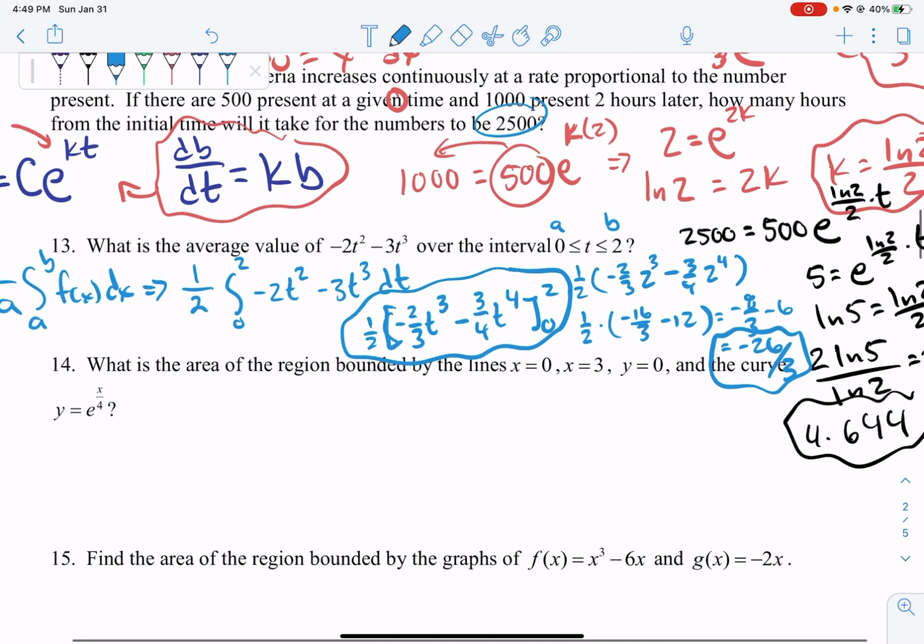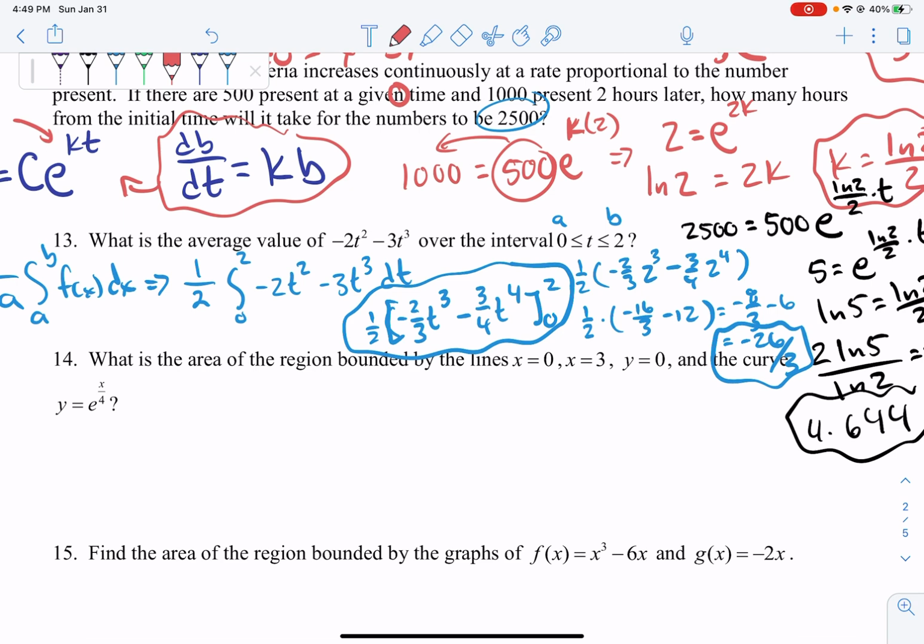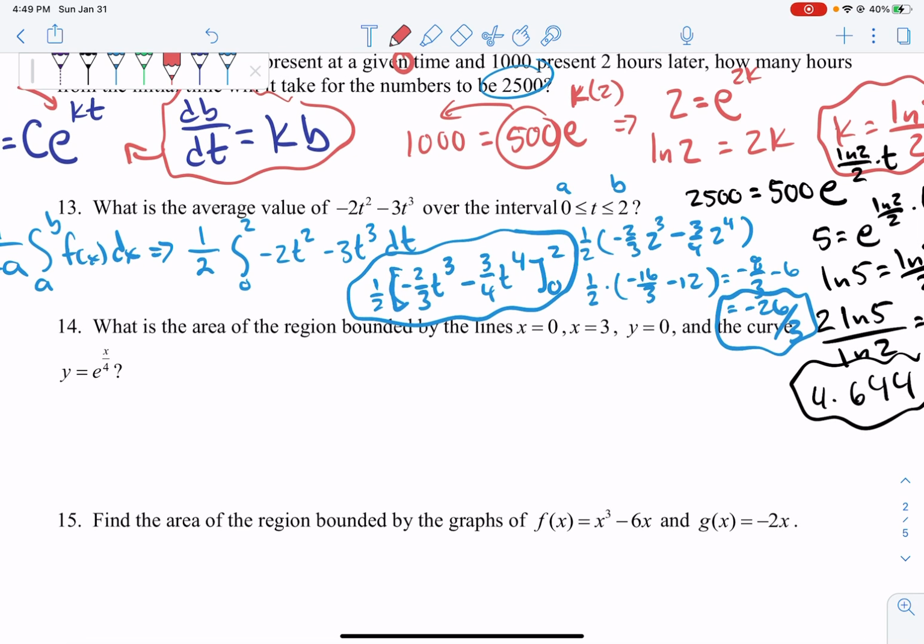Okay, moving on. Number 14. What is the area, finally, what is the area of the region bounded by the lines x equals 0, x equals 3, y equals 0, and the curve y equals e to the x over 4?